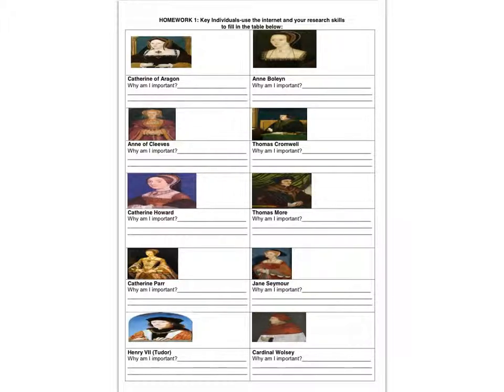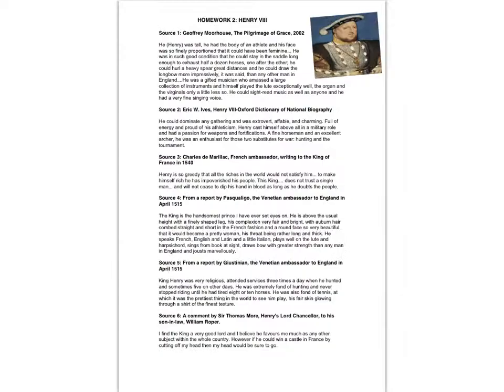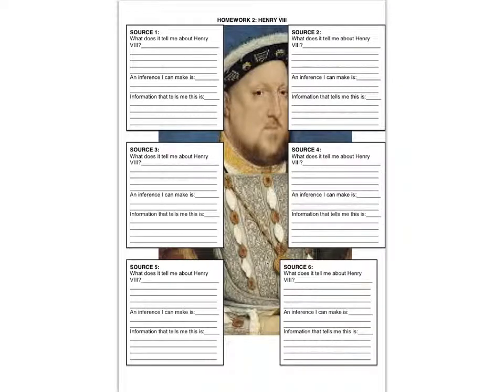Then we have the key individuals, all listed, and then some interpretation of source work based upon Henry VIII. And from these we require the students to make inferences. All of this skills work was undertaken in the first half term of their Year 7 studies, so this is all skills-based work that they are familiar with. The context just now happens to be Henry VIII and the Tudors.